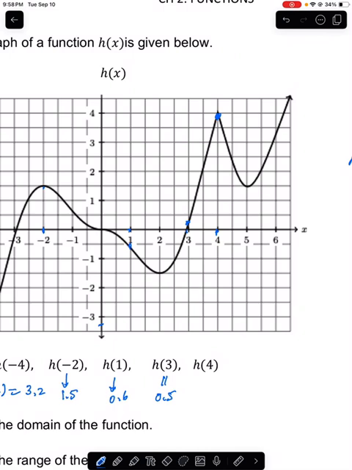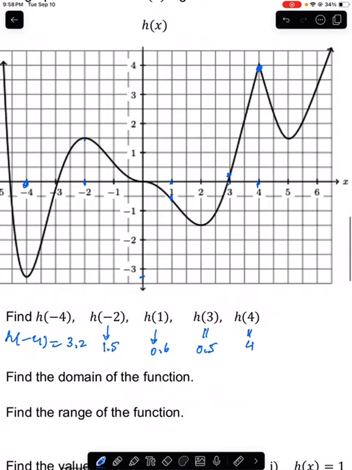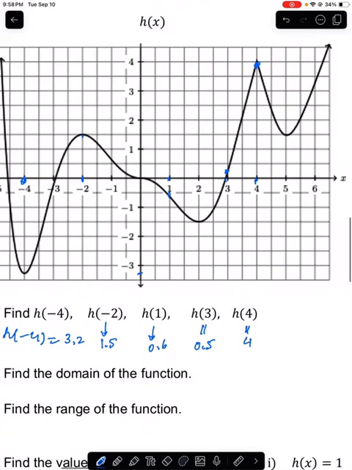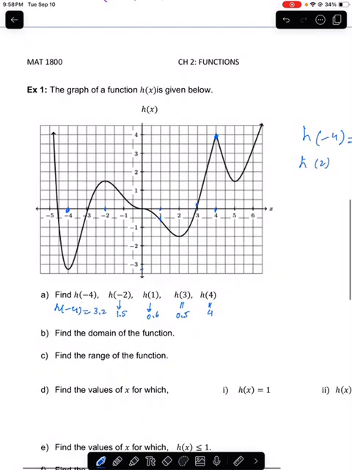Then it says find the domain of the function. So you can see it is coming from, because of these arrows, if there is an arrow, that means it's coming from negative infinity on this left side, and this means it's going to positive infinity. Okay, so negative infinity to infinity. So the domain is the whole number line. So negative infinity to infinity.